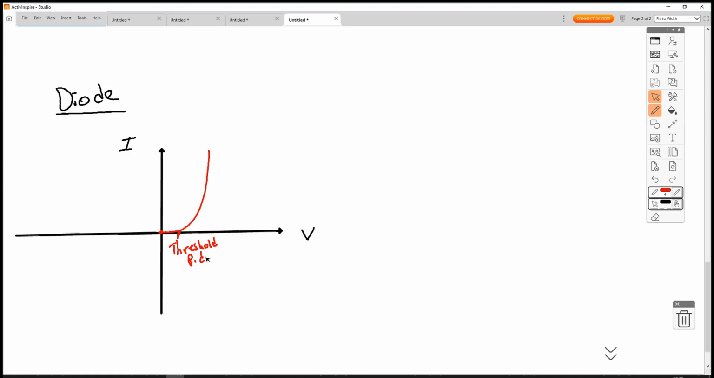Now, if we put our diode in the reverse bias, so we put negative potential differences on it, then it continues to be 0 for a long time until it gets to a breakdown voltage, and that allows a reverse current to flow. But you need much greater potential differences for that to happen.